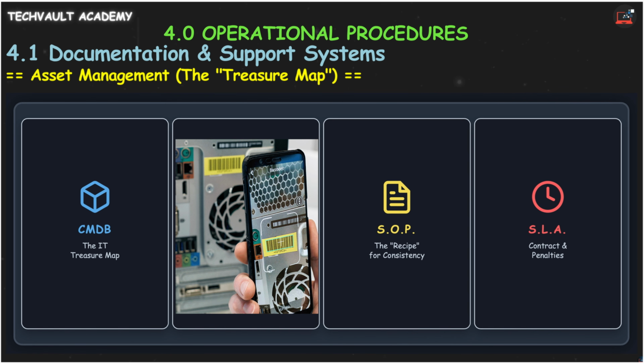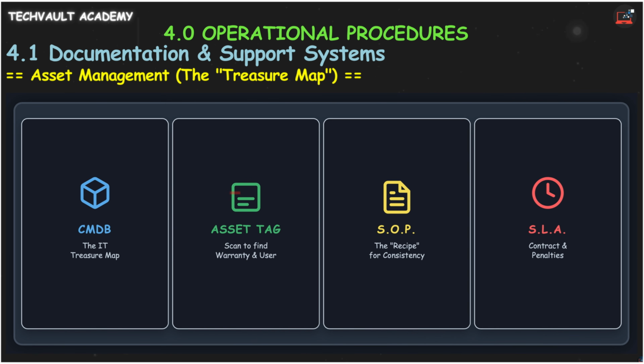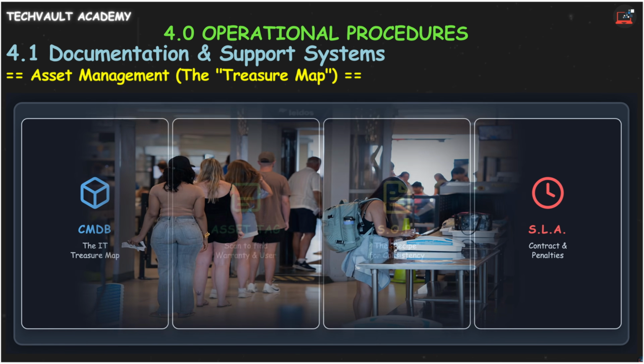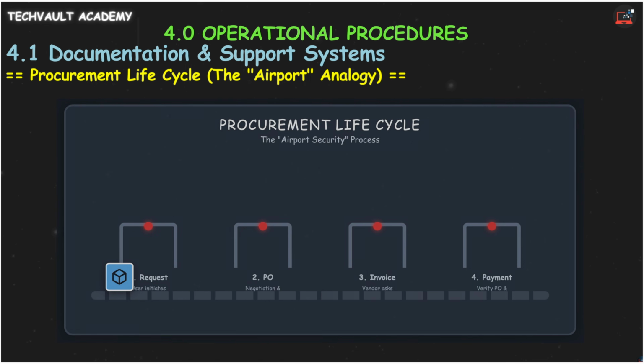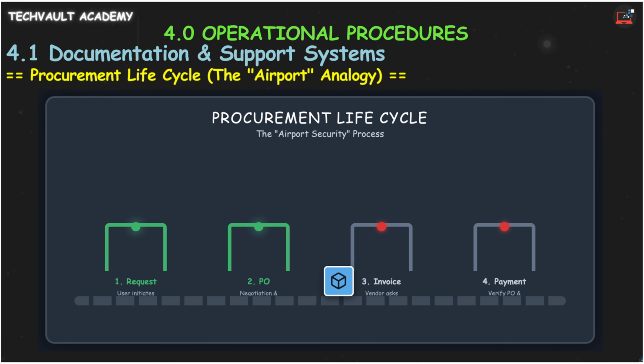But how do we get that equipment? We use the procurement lifecycle. Compare this to navigating an airport. You can't just walk on the plane, you have to pass through security gates. First is the request, then the purchase order, or PO, where we negotiate the deal, then the invoice, where the vendor asks for payment, and finally, accounting releases the funds.